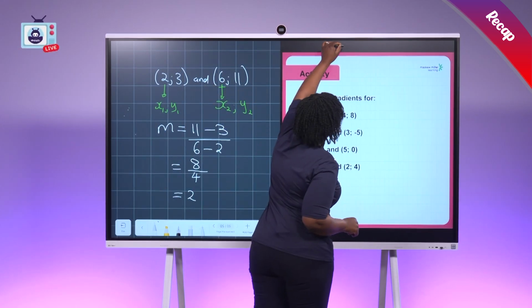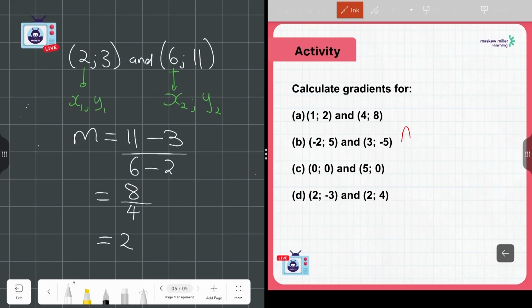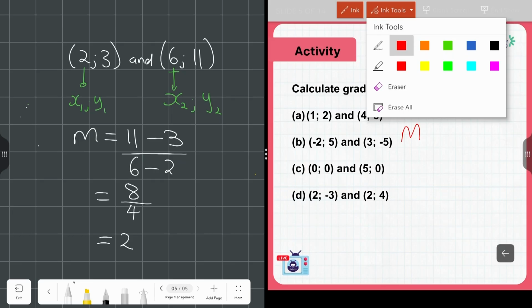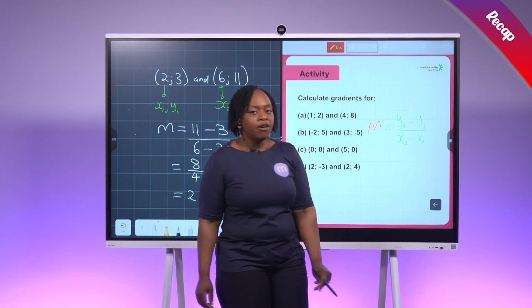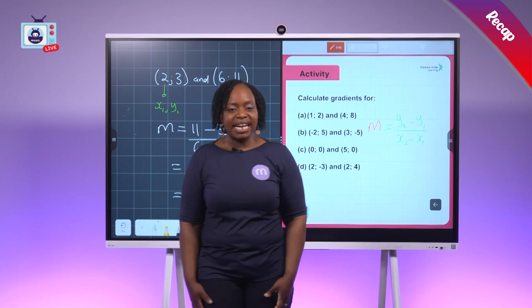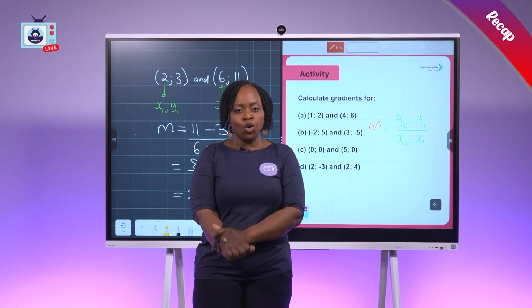Let me just put the formula here so that you remember what the formula looks like. So m equals, let's use another color, m equals, we said, y2 minus y1 divided by x2 minus x1. So you can use the same method to calculate the gradient of that. I'm going to give you a few minutes to go through that.